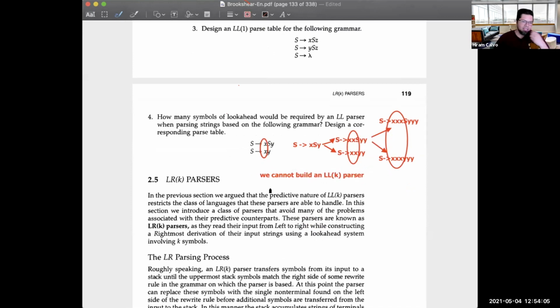And then we saw that there was an answer. The answer was to build an LRK parser. So that's what we are seeing today. Actually, your homework will be to build an LR parser with the elements we are studying today.